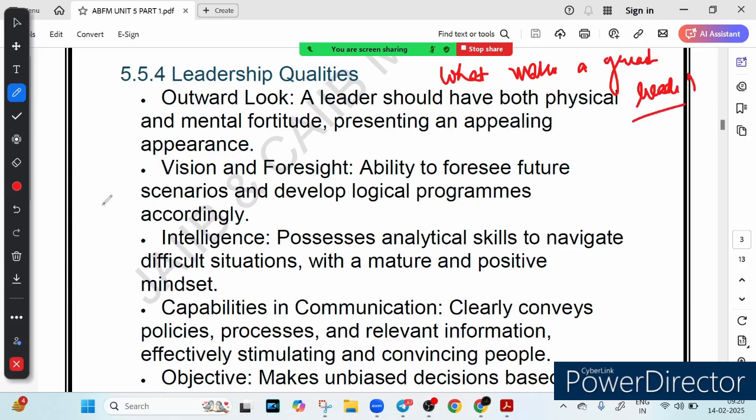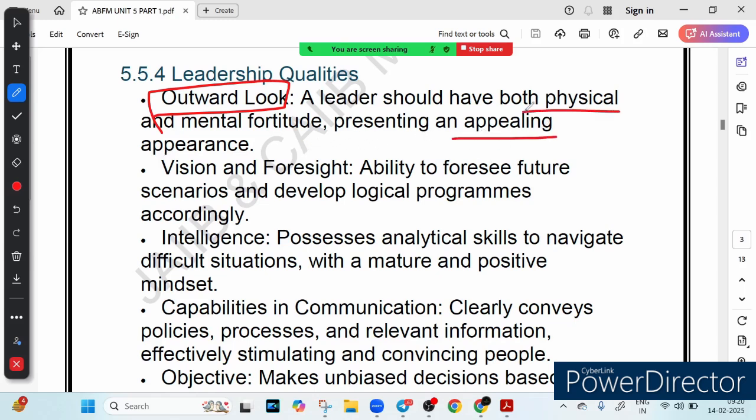A leader must look and think like one. So the first point is outward look. Ever noticed how great leaders carry themselves? They have a strong presence, not just physically but mentally. Confidence and clarity in thought make people naturally follow them. So here's the key point: they have a strong physical and mental presence, confidence and clarity in their thought. It makes people naturally follow them. So this is one of the key points, which is called outward look.